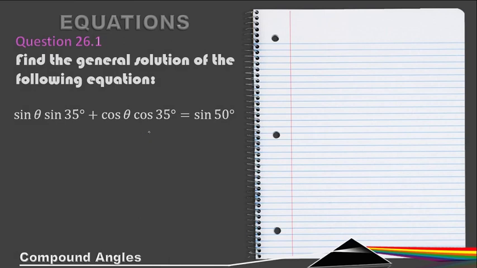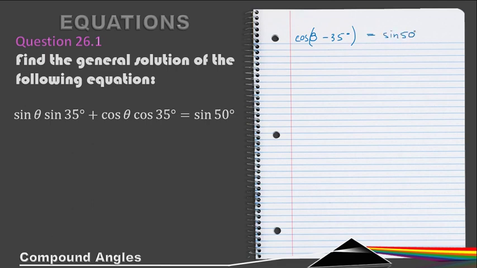Question 26.1. Now we have sine theta, sine 35, cos theta, cos 35. This resembles cos's compound identity. If we swap these two around, because this is a plus, it would just resemble the same cos theta, cos 35. So this I can rewrite as cos of theta plus, cos changes the sign, so minus 35 degrees, and that's equal to sine 50.